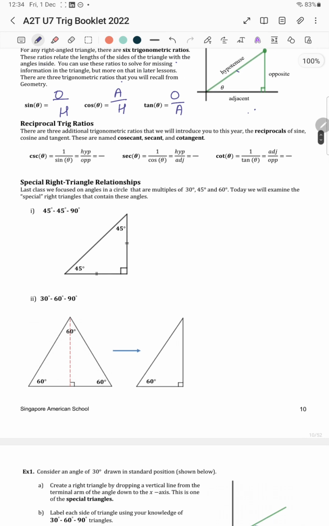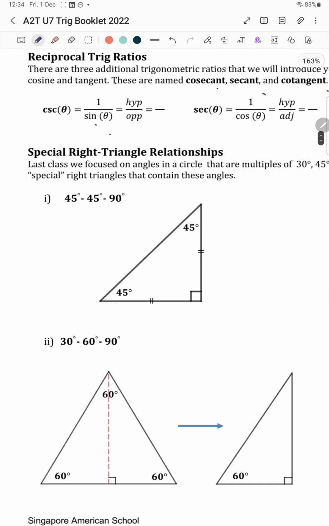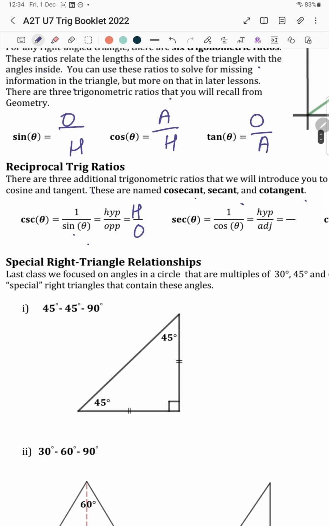So, reciprocal trigonometric ratios. There are three additional trigonometric ratios that will be introduced this year: the reciprocals of sine, cosine, and tangent. Their names are cosecant, secant, and cotangent. Cosecant is the reciprocal of sine theta. Sine theta is o over h, so cosecant is hypotenuse over opposite, h over o.